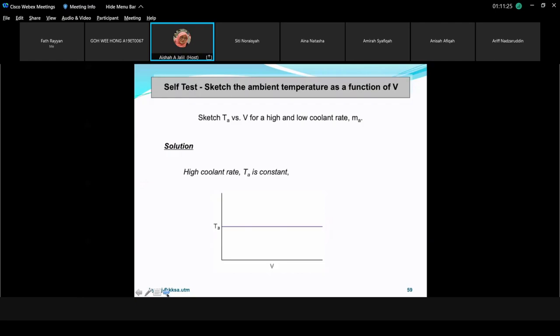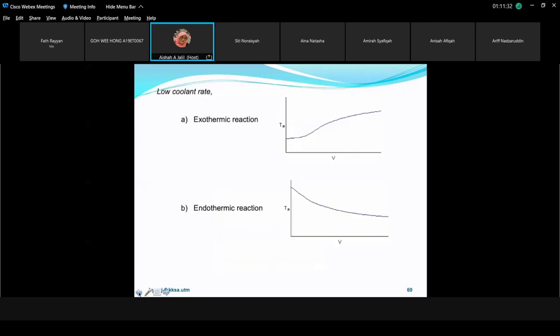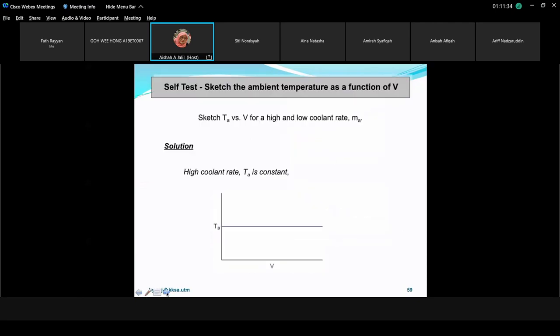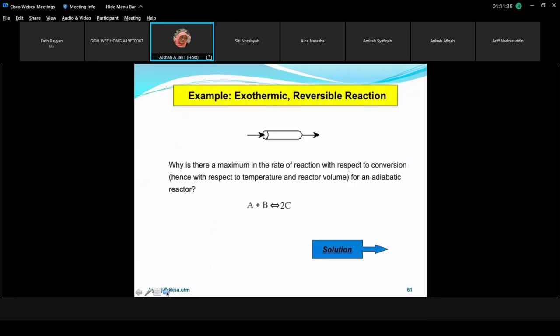Sketch T_A versus V for a high and low coolant rate. This is a coolant rate. Is there any other example? Exothermic reversible reaction. Okay, this one is reversible.